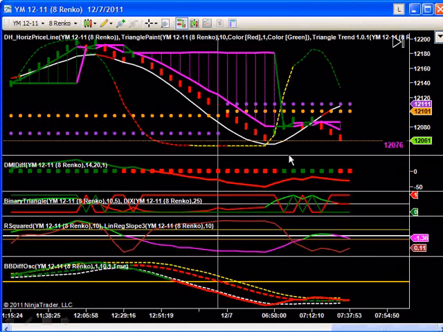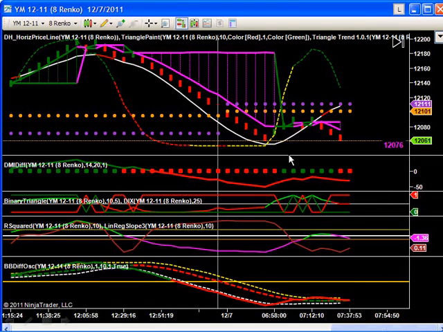But why convert the YM to the ES? Why not just trade the ES? Because if you're trading 8 Renko bars, that's a lot of data in 8 Renko bars. It's too compressed. And so rather than compress it that much, why not just trade the ES? It just makes sense to me.